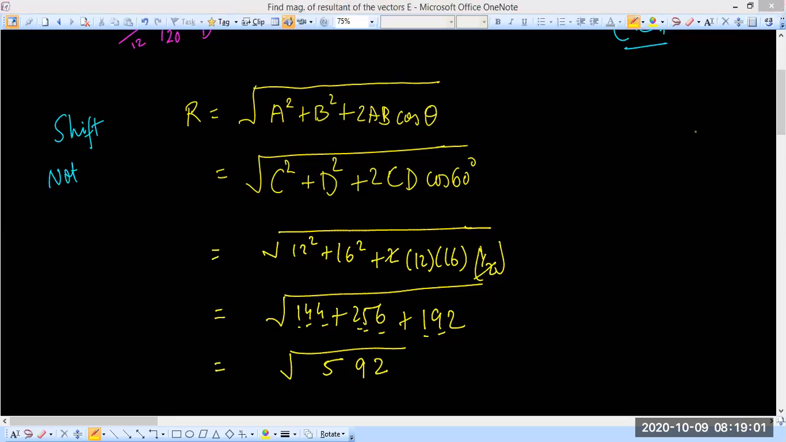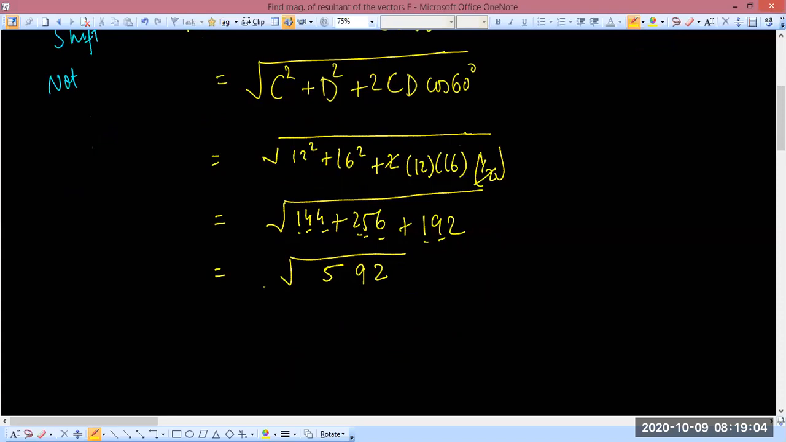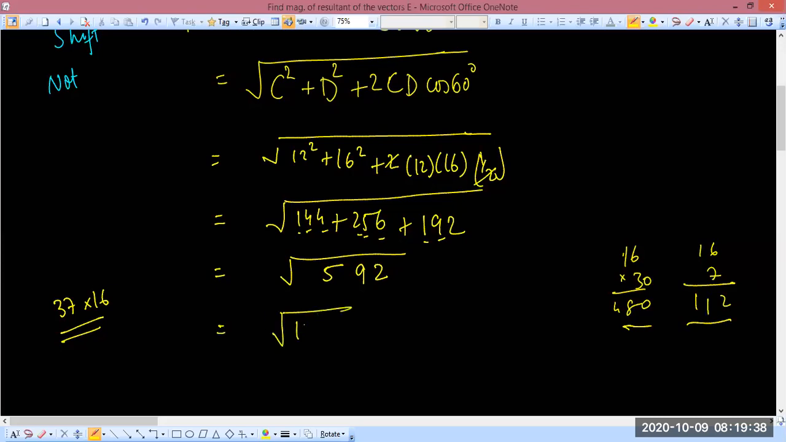So root 592 is primarily the answer, but then I'm sure you realize that this is 37 into 16, isn't it? How do I know? 16 into 30 is 480, and 16 into 7 is 112, so if you add them, you get 592. So that's why this is root of 16 into root of 37. So that is 4 root 37. Clear?